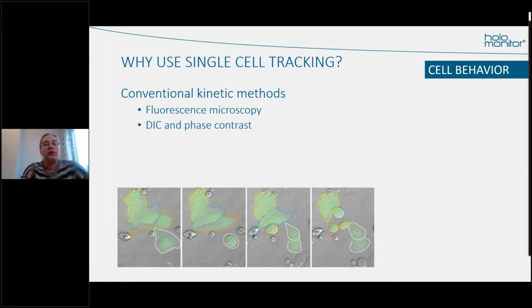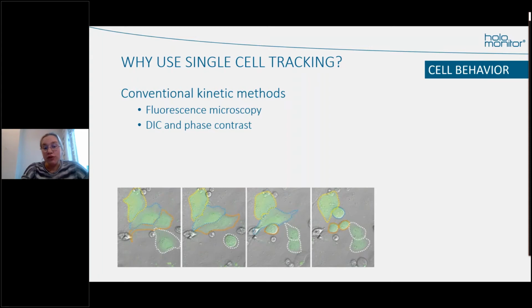There are, of course, also kinetic methods that are used to study cell behavior, cell fate, and movement, but many of these include introducing fluorescent stains or labels to the cells to be able to track them over time. As you can see in these example images, here are U2OS cells expressing Cas9 CRISPR GFP, and they are imaged for 4 hours to be able to track their morphological changes.